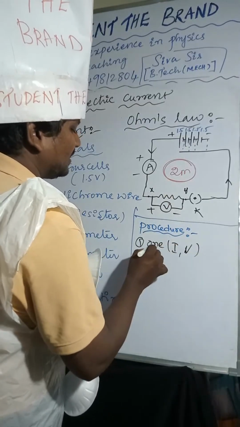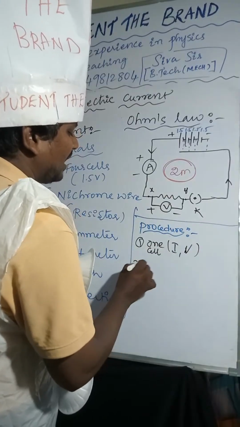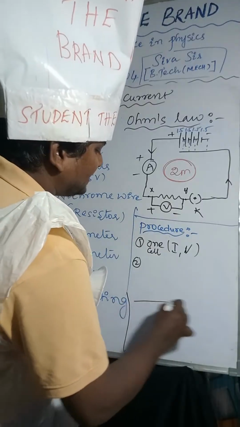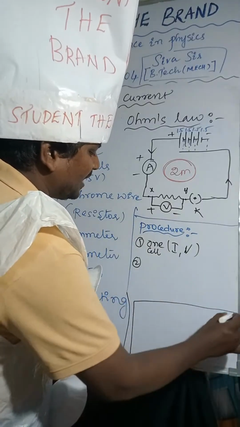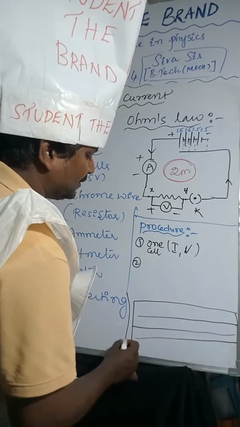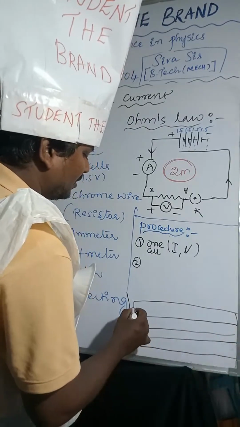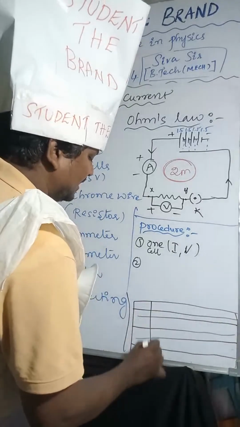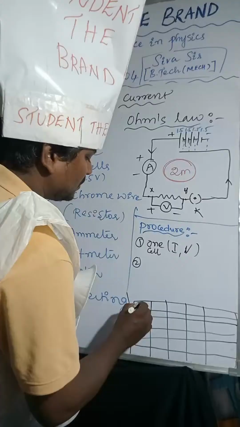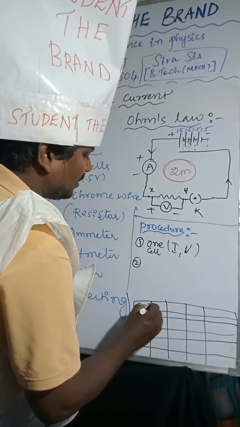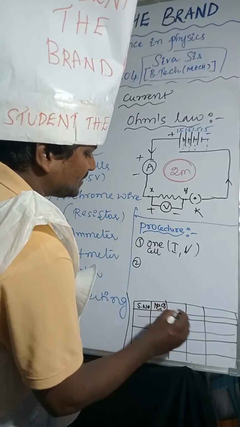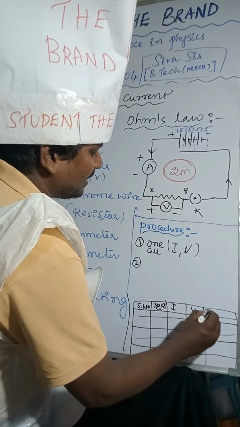First you have to connect one cell and note down the reading of ammeter and voltmeter, and mention it in the tabular form given below. Now I'm giving the tabular form: 1, 2, 3, 4, so four you have to take. I'm considering here the serial number of cells, ammeter reading, voltmeter reading, V by I.